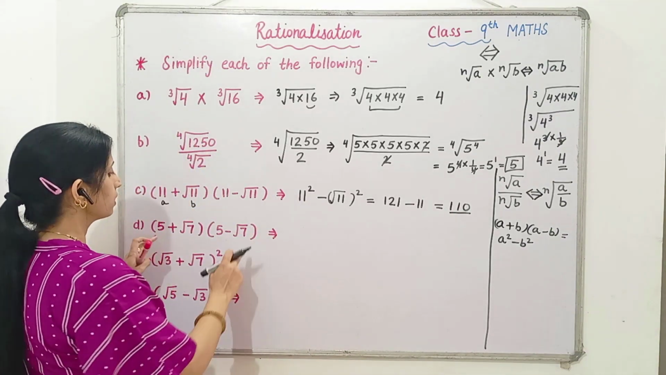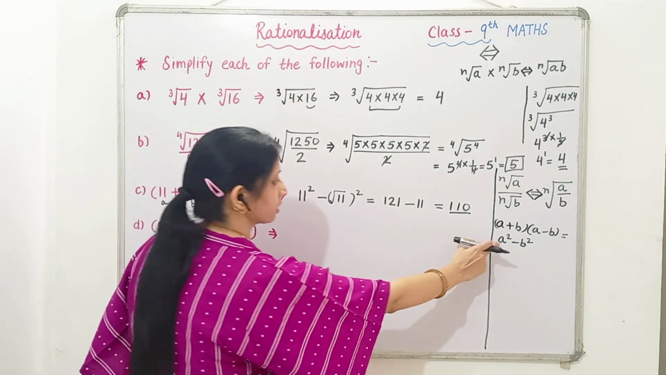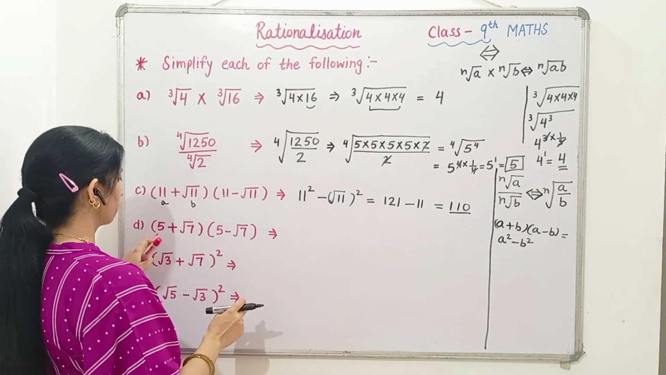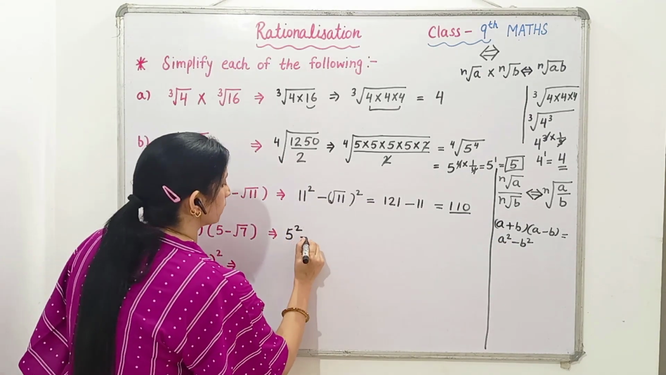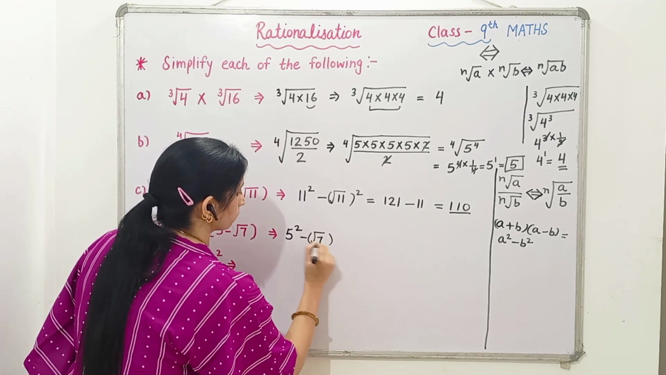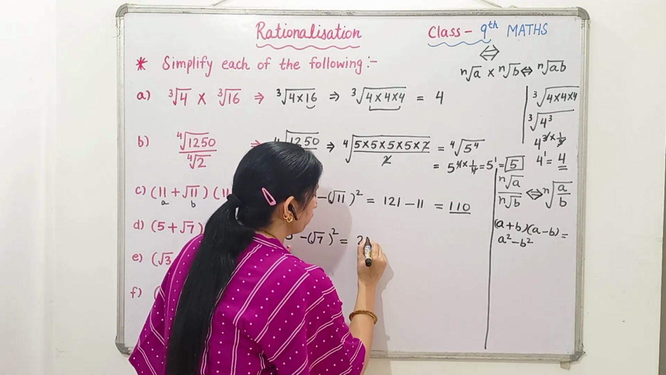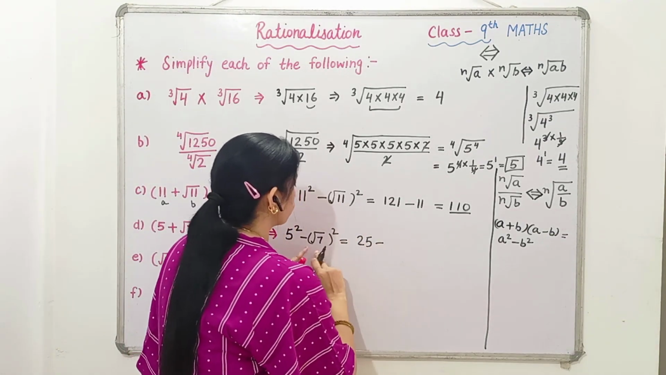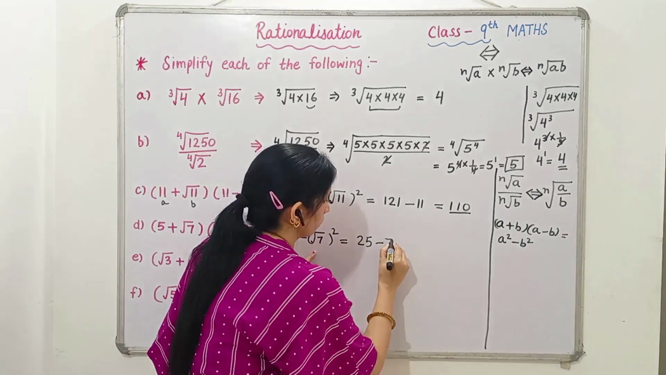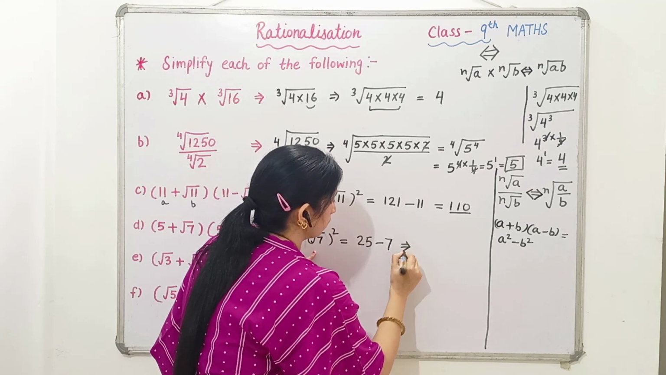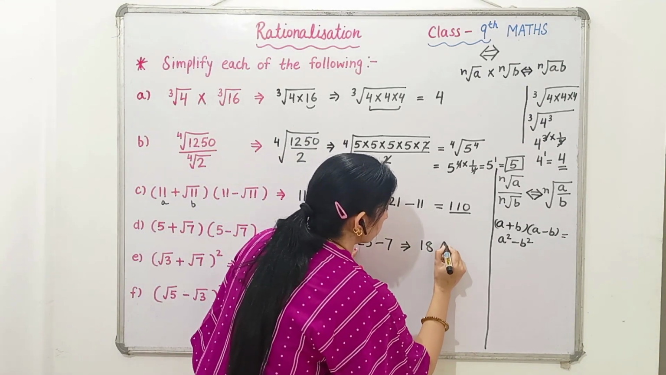Now come to the next one. Similarly, a plus b, a minus b, so we will follow this: a square minus b square. So what is a here? 5. 5 square minus root 7 square. What will be 5 square? It will be 25. And what will be root 7 square? Root 7 into root 7 will be equal to 7. Now subtract 7 from 25, we will get 18. Answer will be 18.